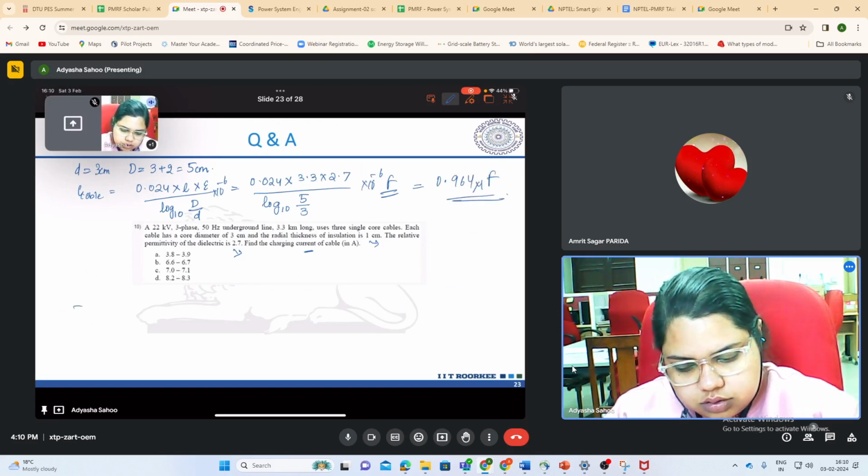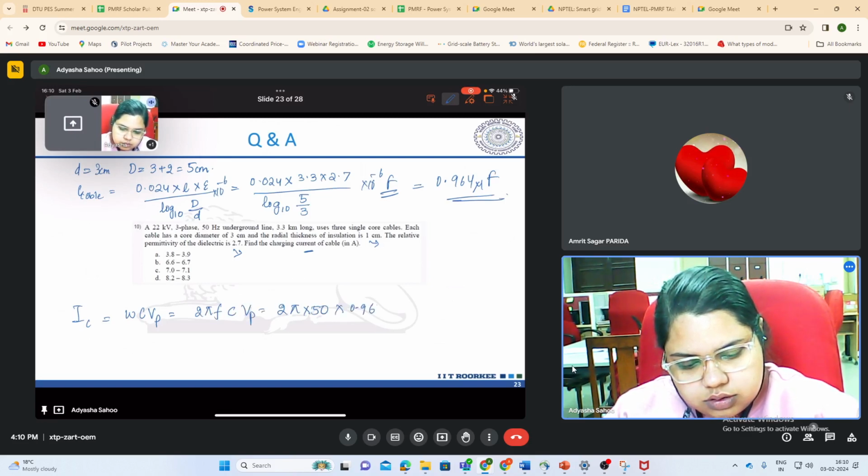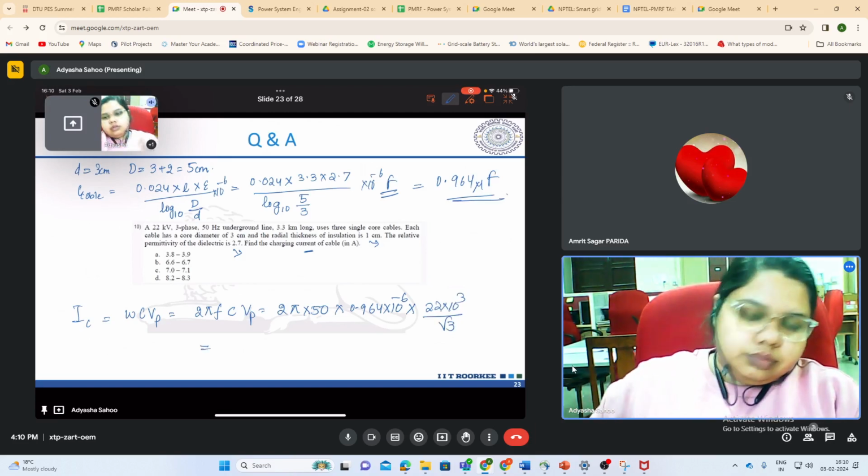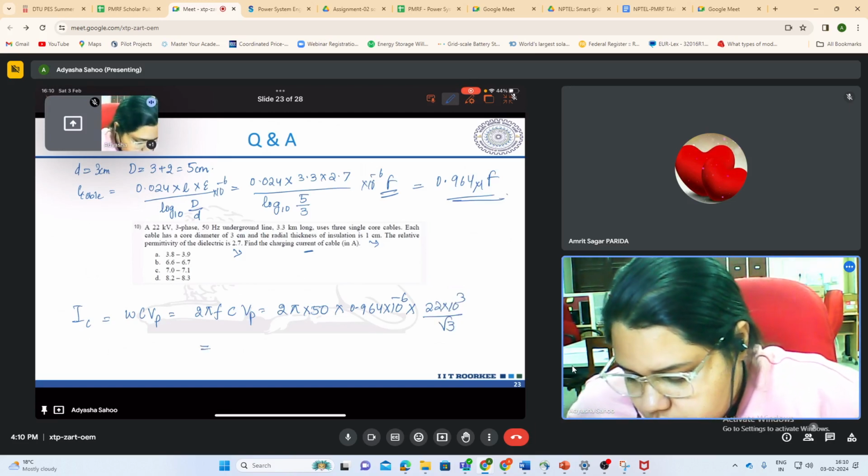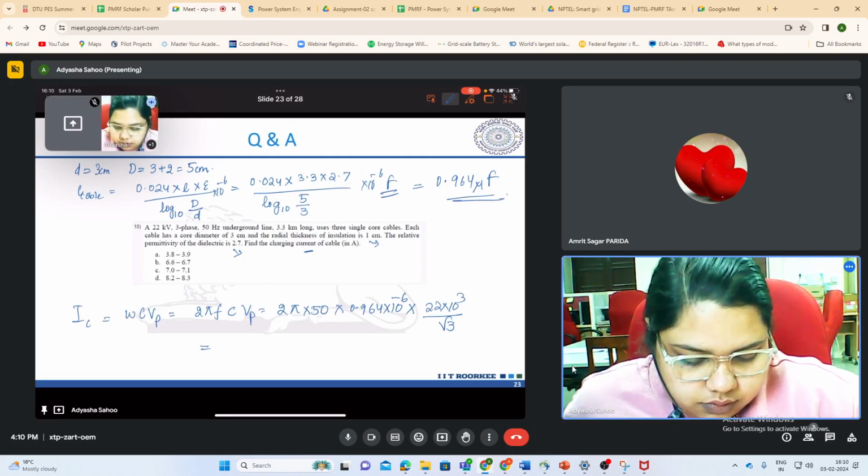Then the charging current I is omega C Vp. So omega is 2 pi f, so I is 2 pi 50, capacitance is 0.964 into 10 to the power minus 6, and the voltage is 22 kV. If you solve this, you get the charging current as 3.85.